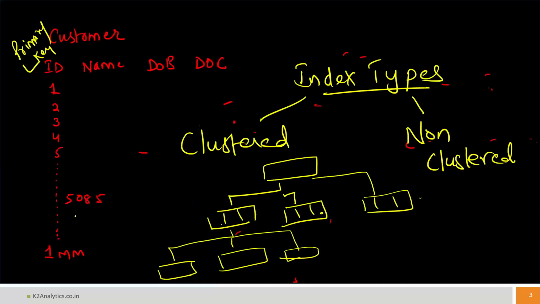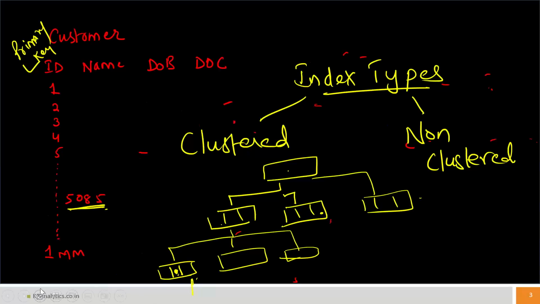Now, for an ID 5085, you are having a clustered index on this column. From the root node, you come and reach a point here. This ID 5085 is there. In a clustered index, not just the information that 5085 ID is here, but along with that 5085, all the column information for that record would all be available here.